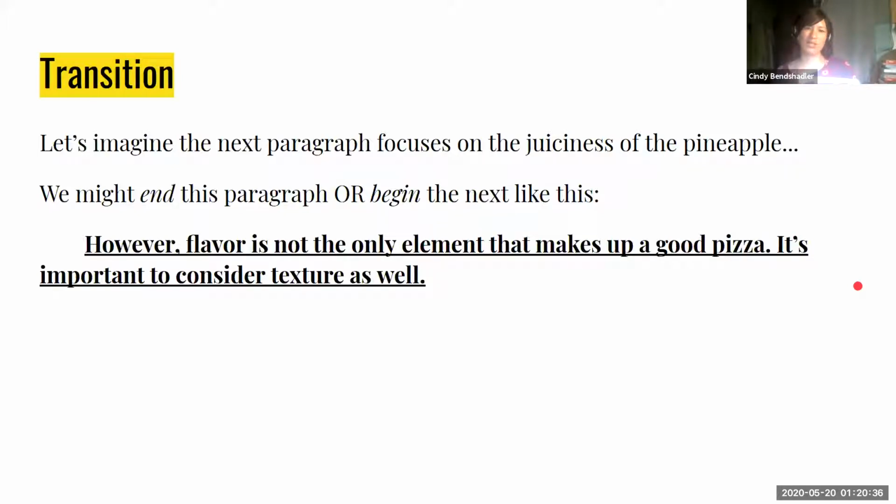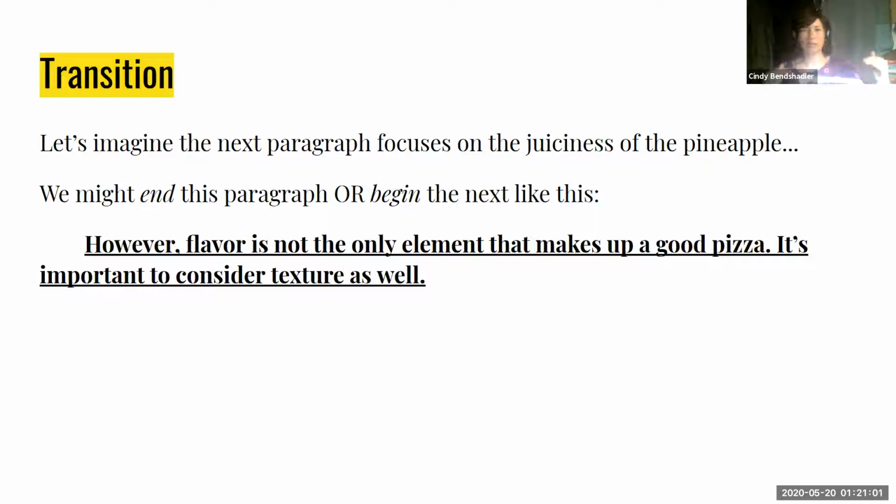I didn't really have a transition in my example. So I wanted us to imagine that the next paragraph is moving on from flavor to talk about the issue of juiciness. And so I could end the paragraph we just saw, or I could begin the next paragraph with these sentences. However, flavor is not the only element that makes up a good pizza. It's important to consider texture as well.